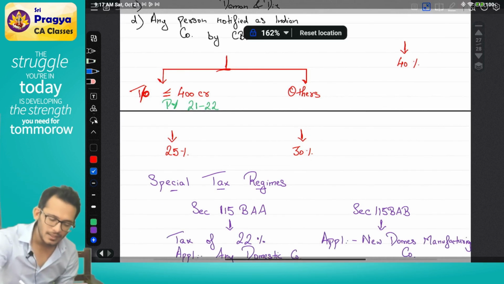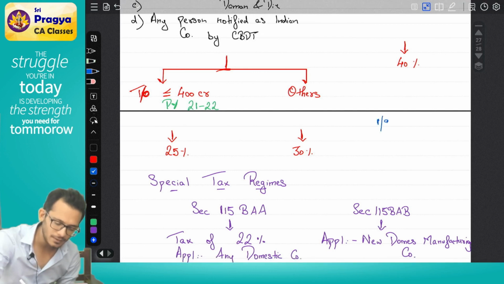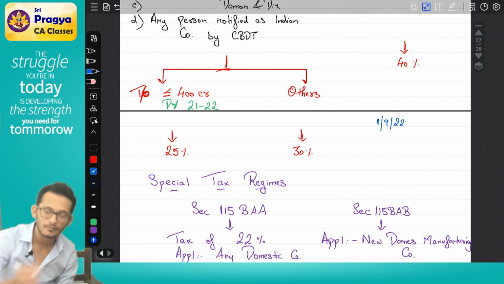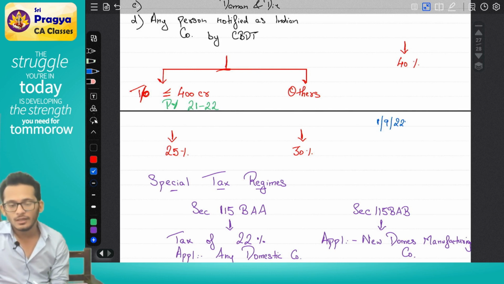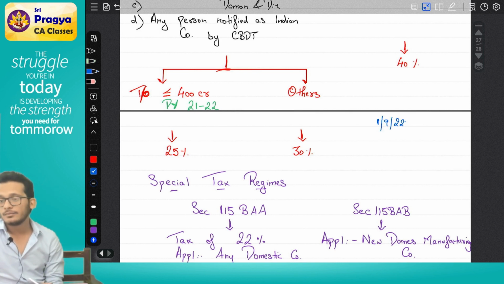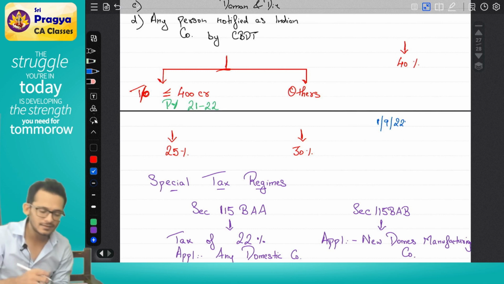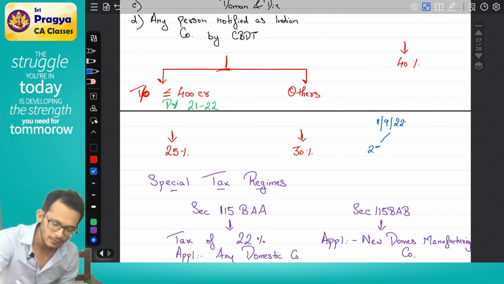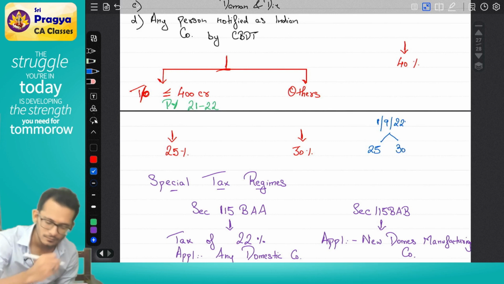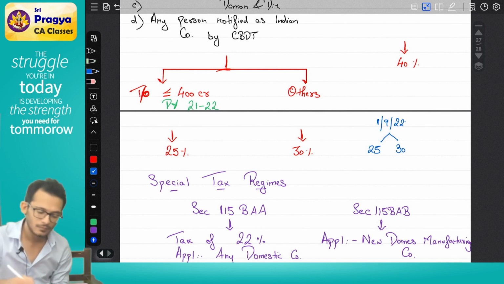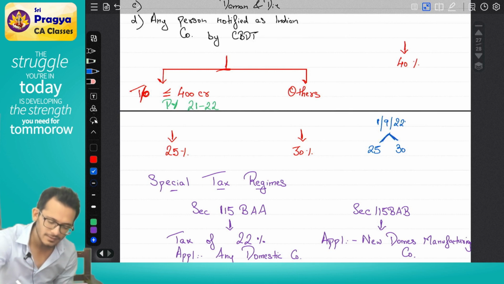My company itself was incorporated on 1st September 2022. Which means, is the company alive in 21-22? No. 21-22 ended on 31st March. I completely incorporated the company only on 1st September 2022. In that case, what will be my tax rate? Will my tax rate be 25 or will my tax rate be 30?